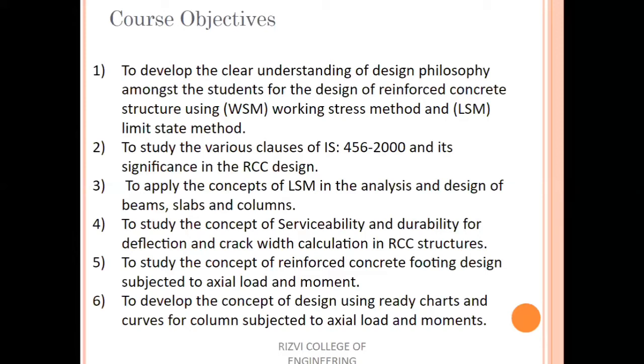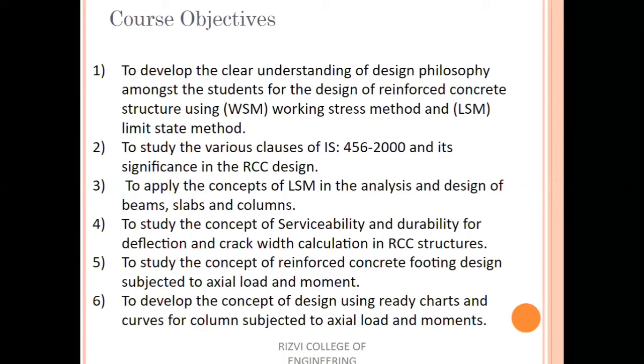in the RCC structure. So basically there are two types of limit states. One is limit state of collapse and the other is limit state of serviceability. So in limit state of serviceability, these things come. That is, check for deflection, check for crack, and check for vibration.